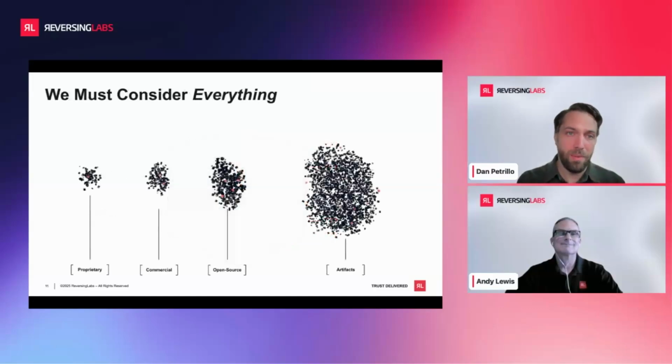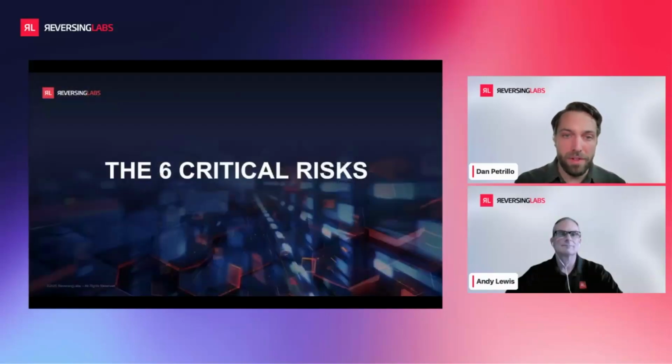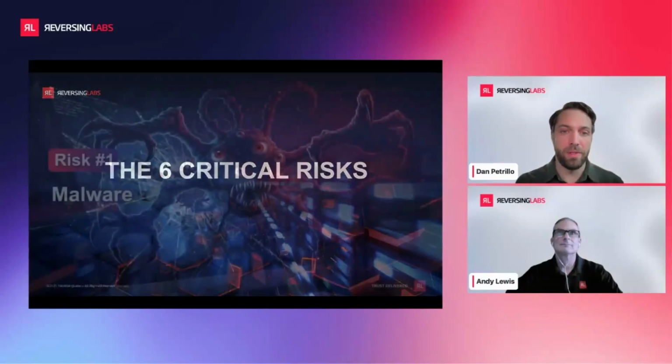Another important thing we must consider when assessing software supply chain security risks is the entirety of that software. We can't just look at the open source code, which a lot of tooling does look at, because oftentimes that is something we do and should fear. But a lot of the threats and risks lie within the proprietary, commercial code, and the artifacts that get pulled in at the final build. So without further ado, let's jump into the 6 critical risks.